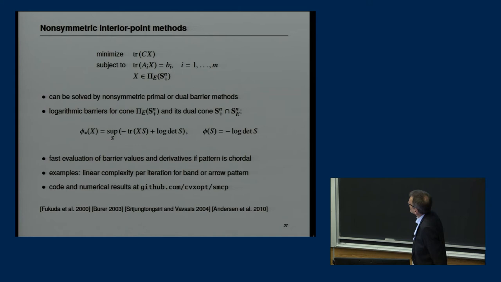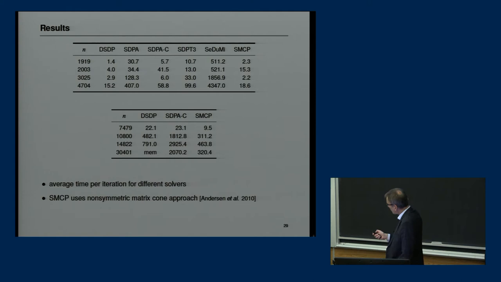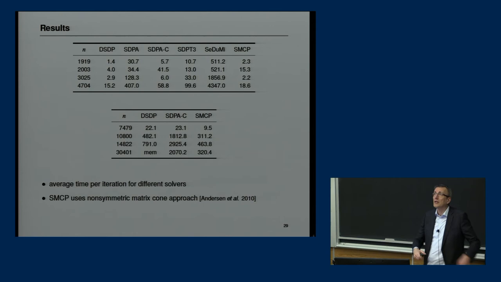So you get something that has linear complexity per iteration for simple patterns like band or arrow patterns. So in the beginning, these are some examples of large sparsity patterns that he tried, where you get large matrices, but they're also very sparse. And then we generate random problems with a small, fixed number of constraints. Using these techniques, you can solve them to much higher dimensions than using the standard solvers that are used on most of them, based on primal-dual interior point solvers.